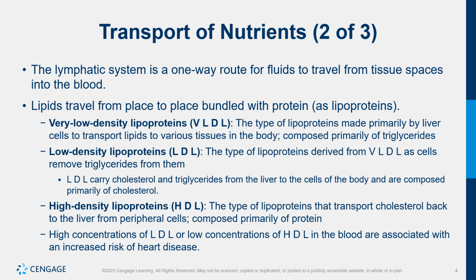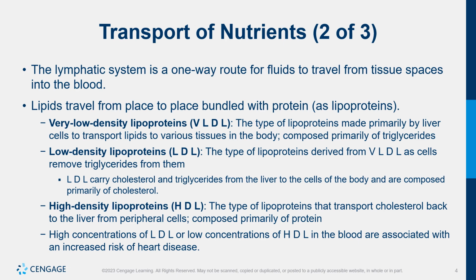As we said before, the lymphatic system is a one-way route for fluids to travel from tissue spaces into the blood. And we said that the lymphatic system takes fat-soluble nutrients up towards the heart. And lipids travel from place to place bundled with proteins called lipoproteins. There are several forms of lipoproteins. Earlier we mentioned chylomicrons, which are formed in the intestine and transport fats to cells of the body. But there are other lipoproteins described here on this slide.